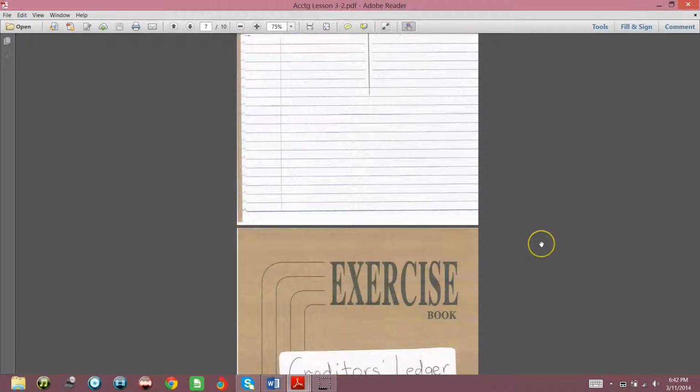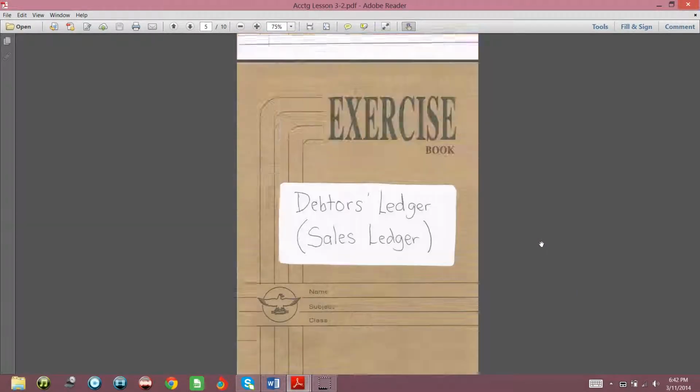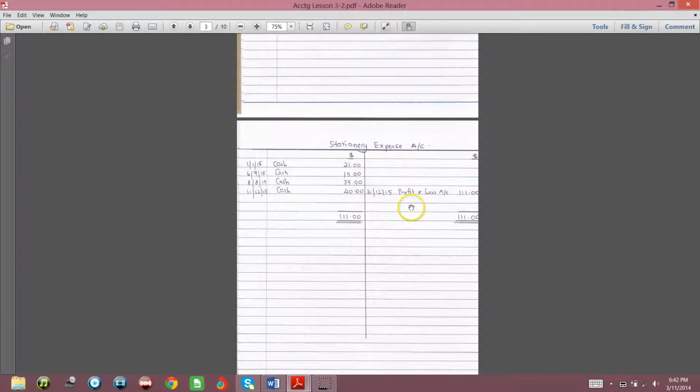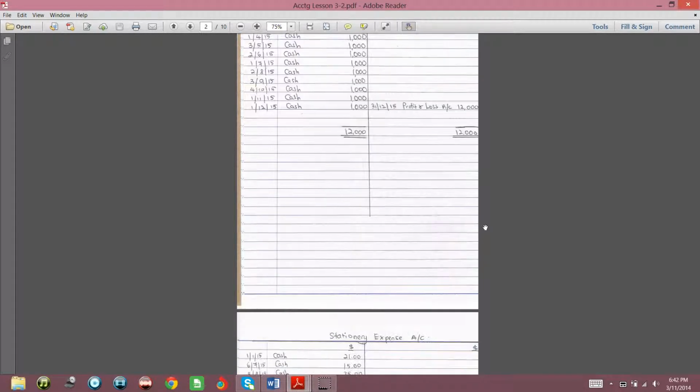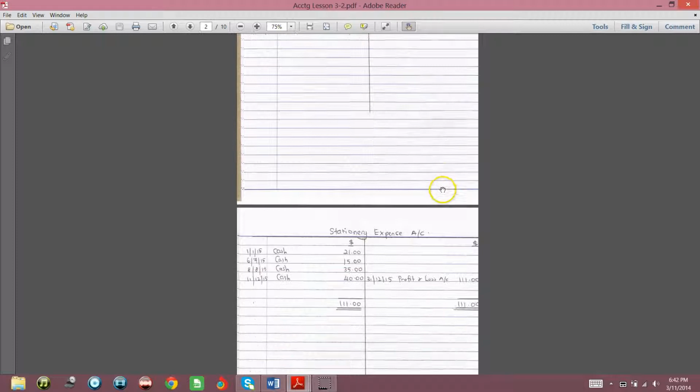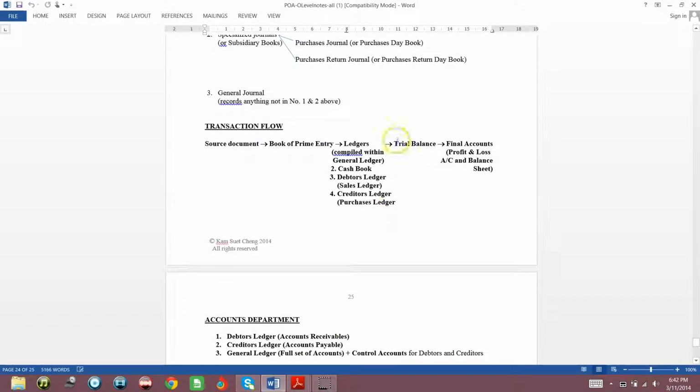For example, from the general ledger over here, we have the stationery expense, which we can take and put into the profit and loss account as stationery expense easily. You see, I've compiled the figures so that I can do up my profit and loss account and balance sheet easily. Before that, I will list down all the balances in the trial balance first. Then after that I will do my profit and loss account and balance sheet.